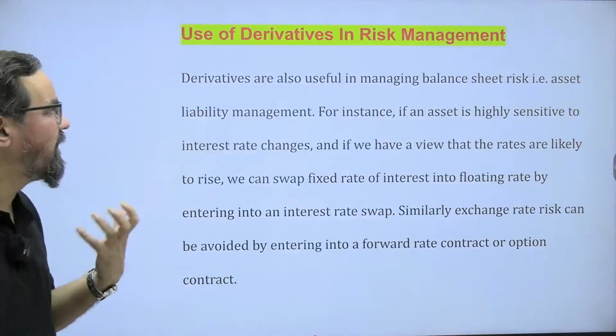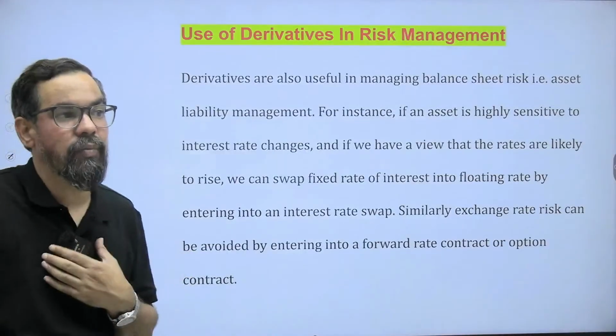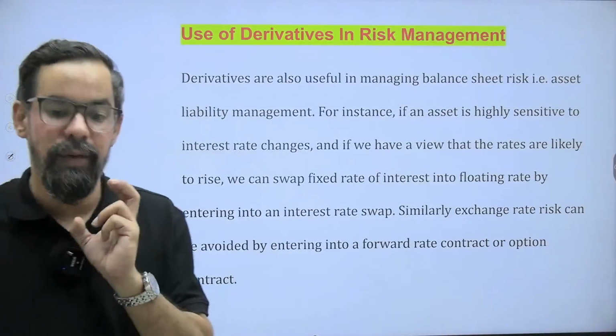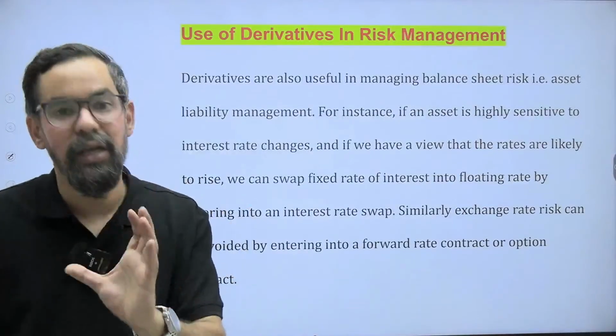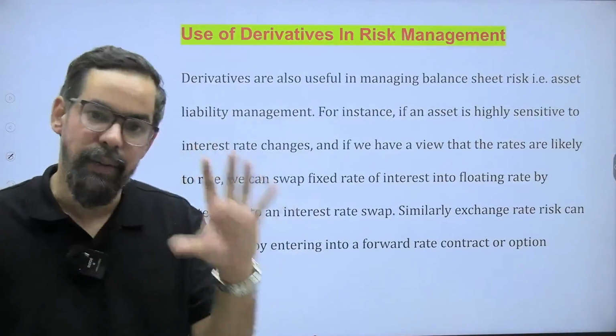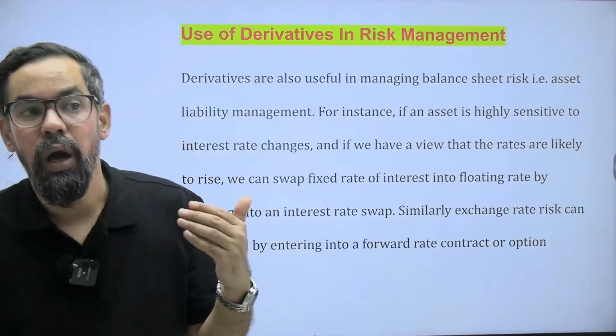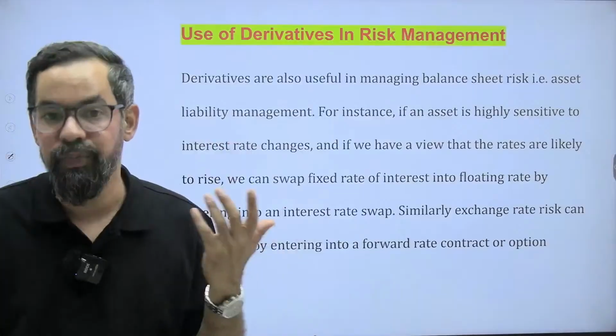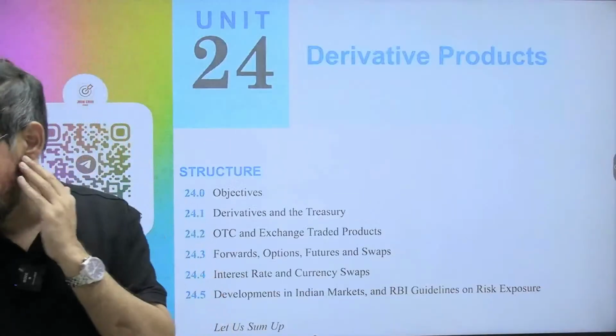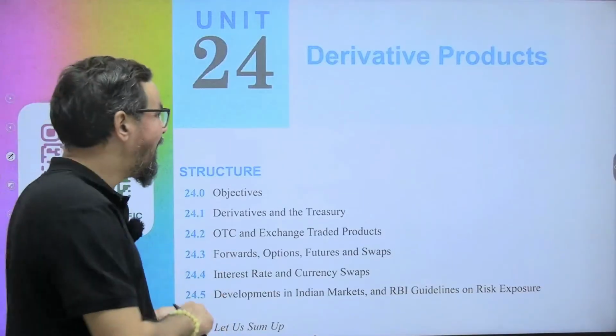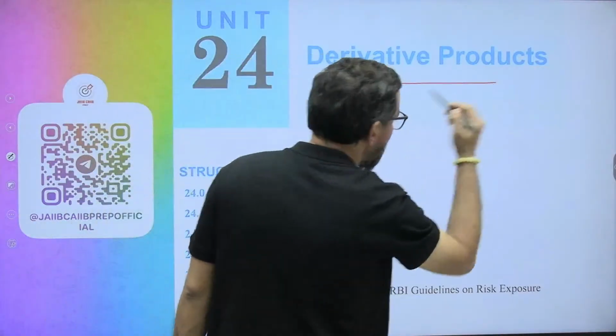Basically, when it comes to the treasury and the use of derivatives by treasury, they generally use them for both purposes. The major purpose is still hedging, but sometimes they also enter into speculative areas, because derivatives are used for speculation purposes also. Derivatives is the next unit.